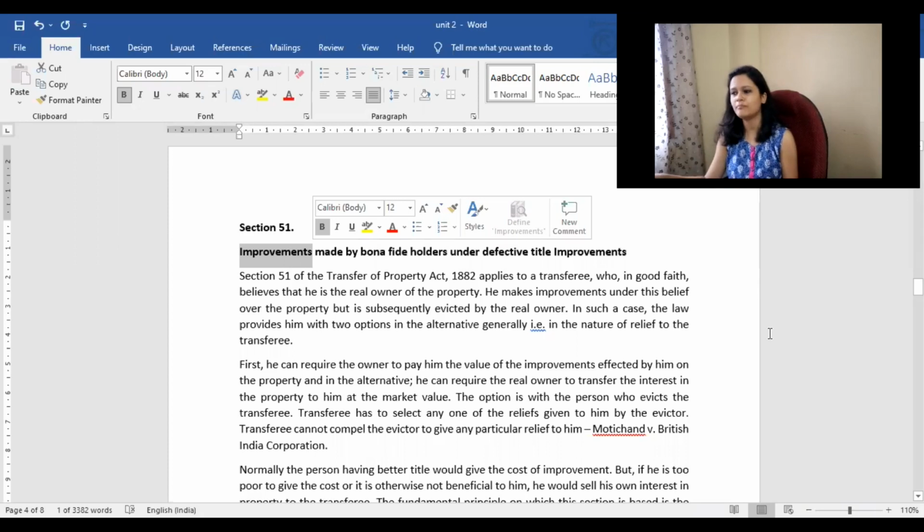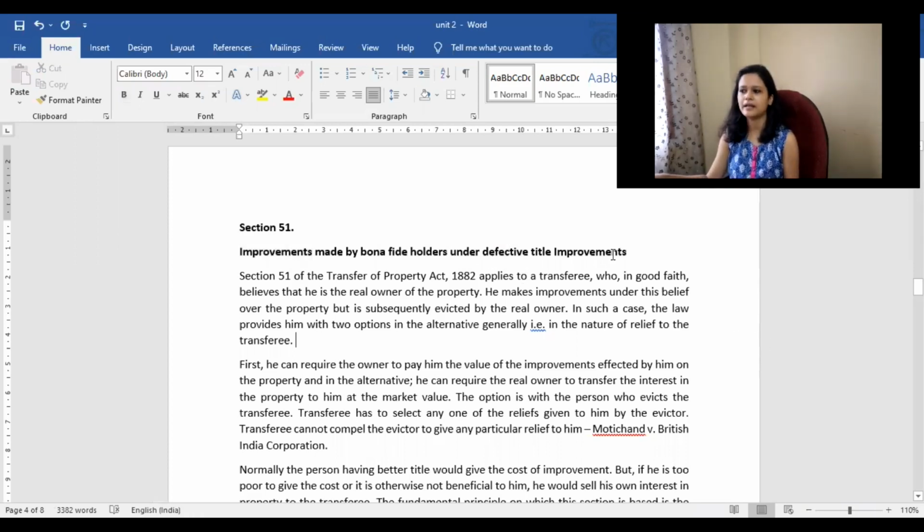Improvements made by bona fide holder under defective title improvements. That I am not the owner maybe, or I'm not the owner of this entire plot, I was just owner of this small part, but I thought that I'm owner of this entire part, so I did improvements in this entire part. So what will happen to those improvements? That concept is given under section 51. This is also based on the principles of equity only.